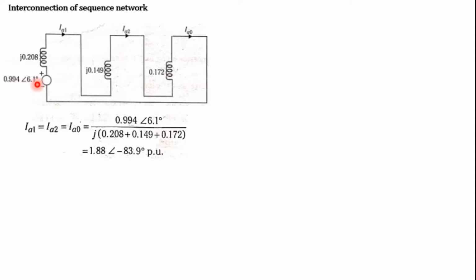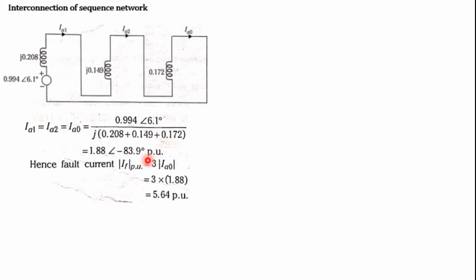This is the V Thevenin that we got, or we can consider it EA1 or EA. From this, we can write EA1 is equal to EA2 is equal to IA0. What is the source of EMF? That is 0.994 at an angle of 6.1. The total impedance of the network is positive, negative and zero: 0.208 plus 0.149 plus 0.172, and you will get 1.88 at an angle of minus 83.9 degrees.